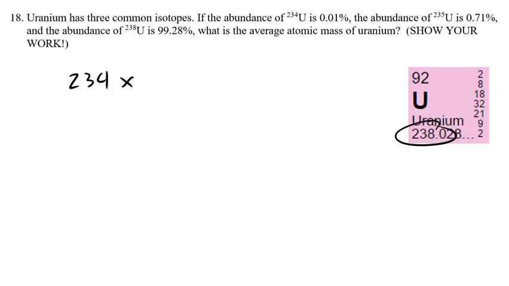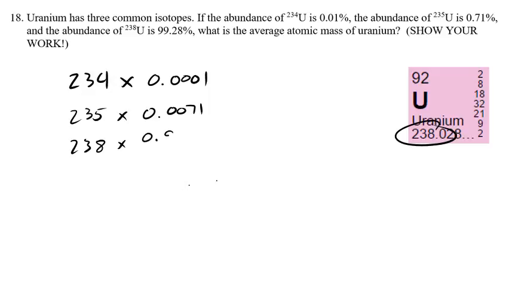And even though it's 0.01%, we actually need a decimal for that. It'll be 0.0001. We're going to add that to 235 times its abundance, which is 0.0071, and 238, which has an abundance of 0.9928. Clearly, from this, we figure a number very, very close to 238.